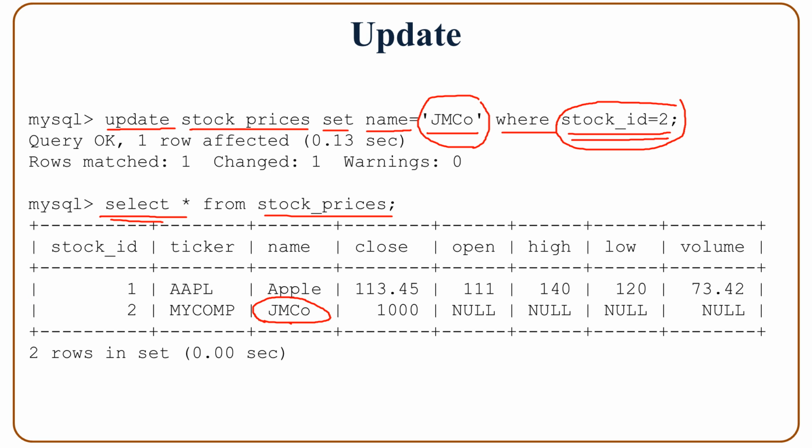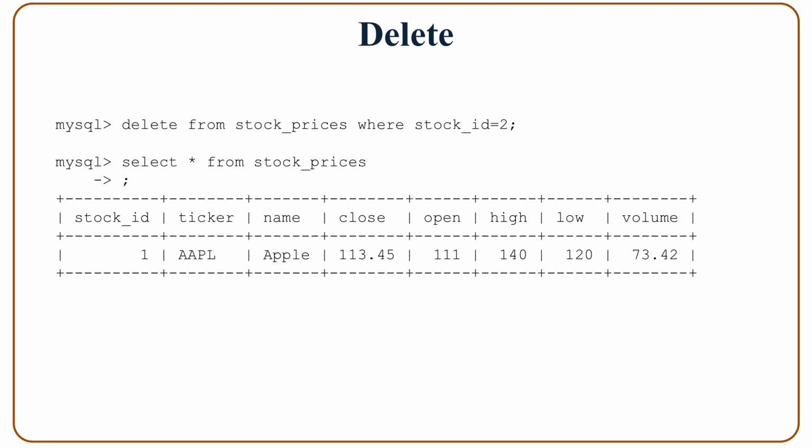When you want to, let's say, delete some records that meet some condition, then use the delete statement. Delete from this table, delete from stock prices, and you delete records based on what? Then that condition would follow after the where clause. So where, let's say, where stock ID is equal to 2, right? So you delete all the records, actually just one record, right?